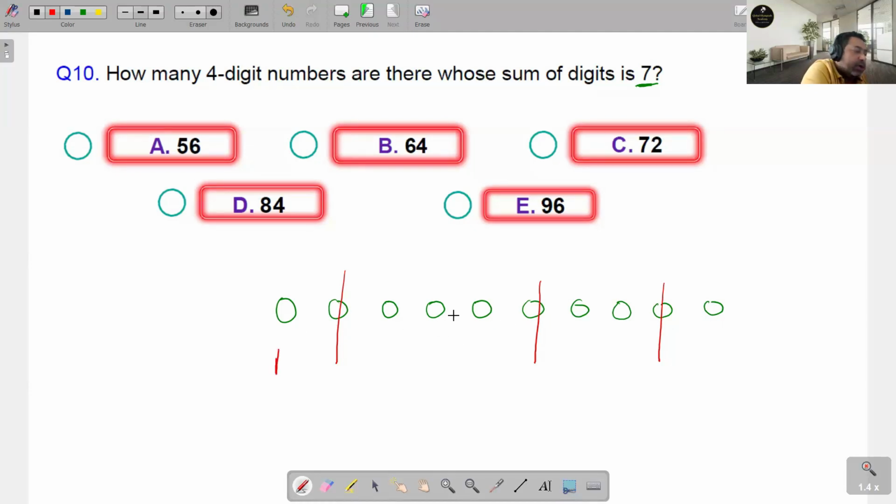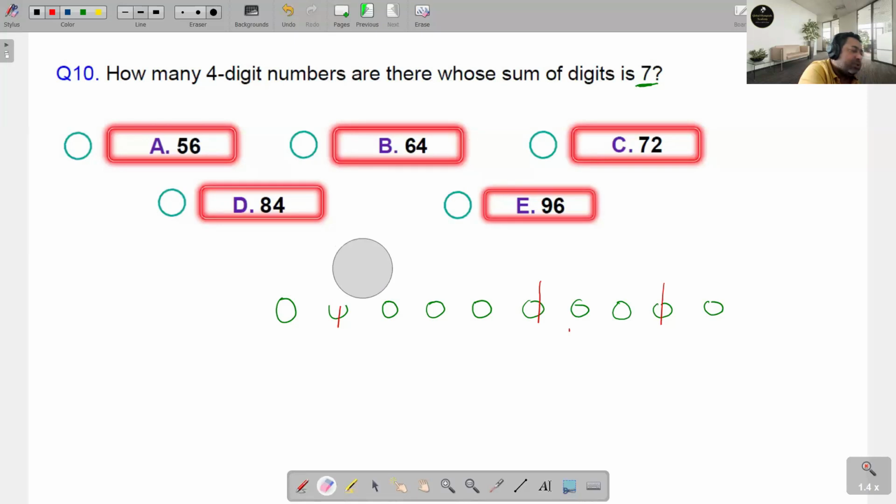So this one becomes 1. From here to here becomes a 3. This one is 2, and this one is 1. 1 plus 3 plus 2 plus 1 is 7. So what is happening? There were 7 circles, and there were 3 more circles which I drew, which were being used as separators. Now the only challenge is that you cannot have the separator in the first place. Every time I shift the separator, the number will be a different number.